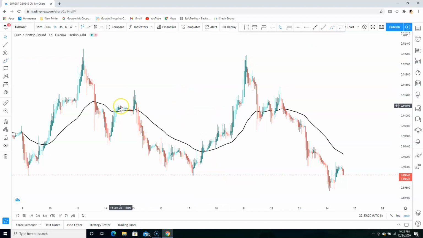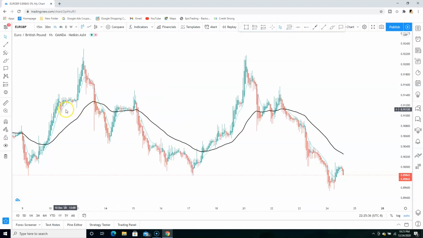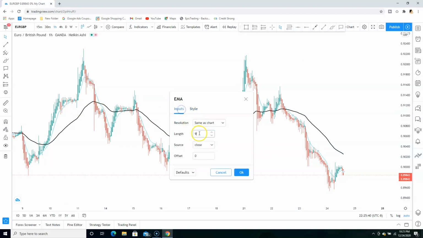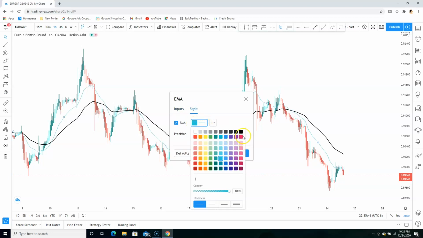Now the second indicator we're going to add is the 20 moving average, 20 EMA, moving average exponential. Make sure the two indicators you add are moving average exponential, and we have to change that to 20. For the style, you can choose whatever color you want. It doesn't have to be the same as mine.